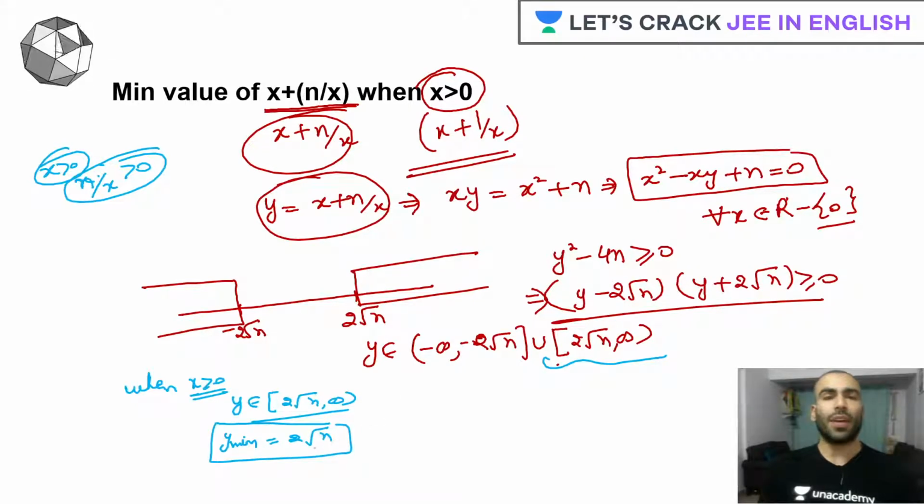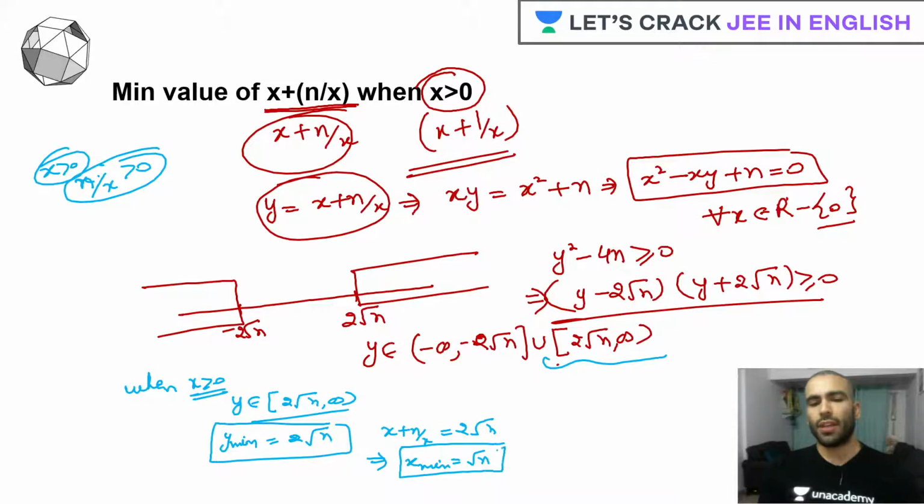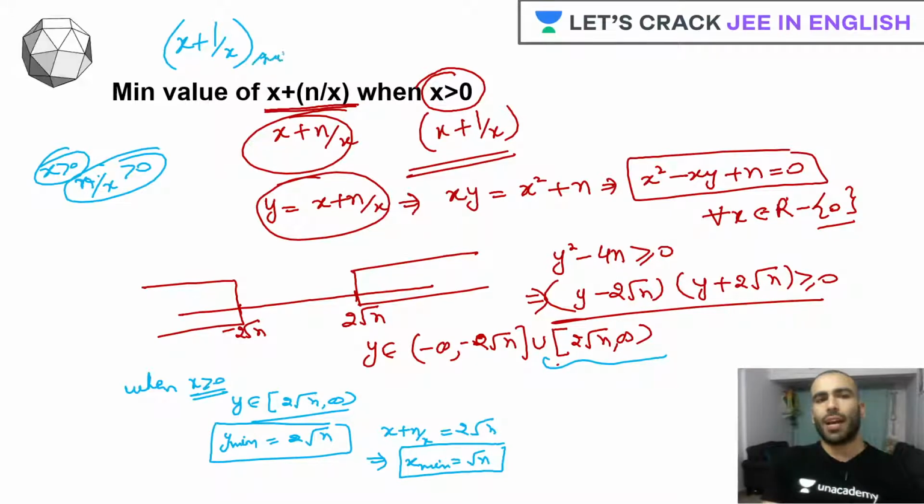Now if you want to calculate where exactly you get this minimum value, you can simply solve the quadratic equation. x plus n by x is equal to 2 root n. If you solve it, I'm just writing the information directly here: x at the minimum is equal to root n. So at root n, you get the minimum value. You can just solve the equation and you'll get this answer. Now just to cross check, you must have seen people writing the minimum value of x plus 1 by x as 2, and yes, it is 2 only. It is 2 root 1, because in place of n we have only 1. Where exactly do we get this value? At x equal to root n, and root n is 1 only.